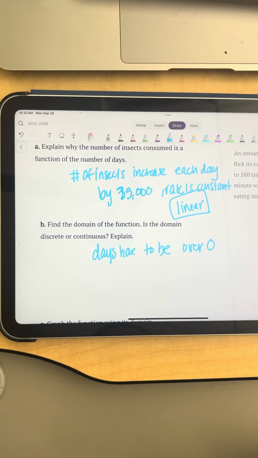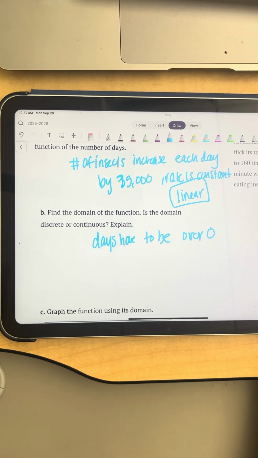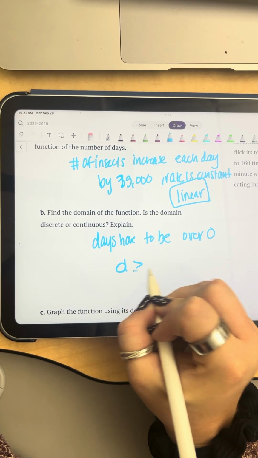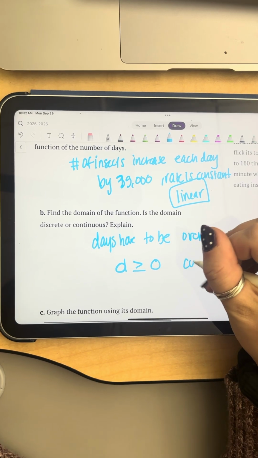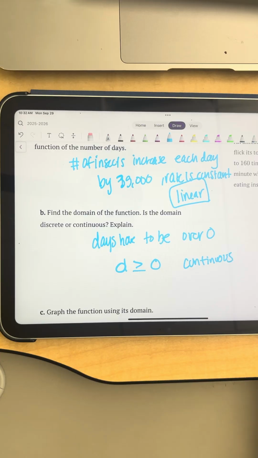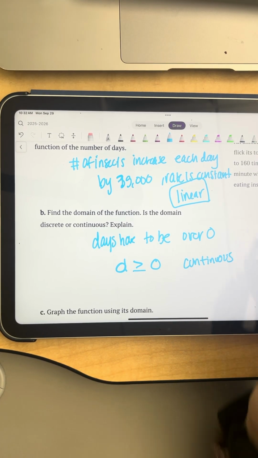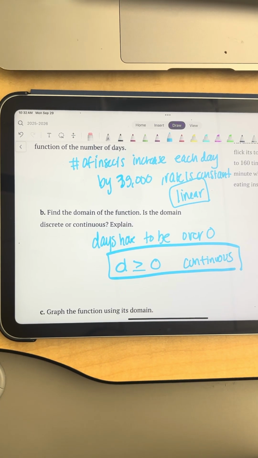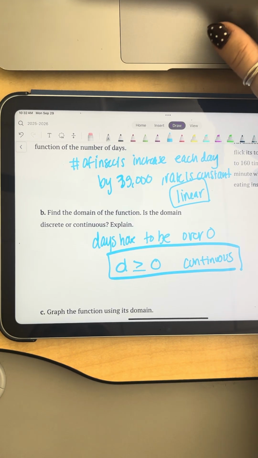And so we're going to use a sign that shows that anything is greater than 0. So if I have, let's say, my days, in this case, days have to be greater than 0, and it's continuous. Okay, so both our days and our insects, you can have half a day or half an insect. So I feel like either way it's continuous. So I'm going to use that greater than or equal to sign. So that includes all of my days greater than or equal to 0. Okay.